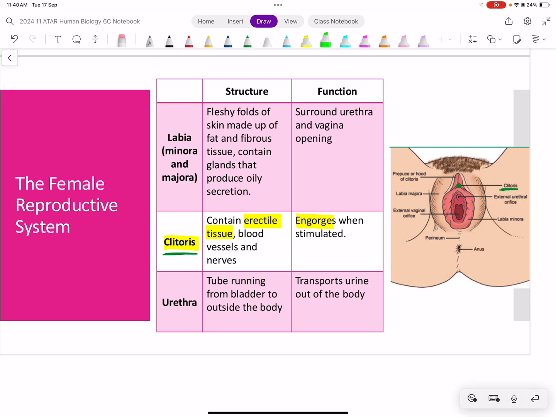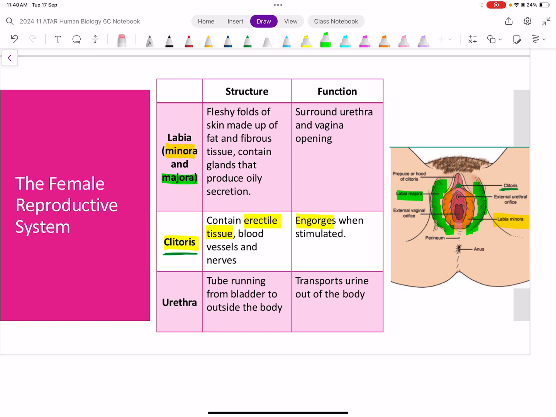So earlier, I believe I used green for the majora and yellow for the minora. So we're going to try and repeat that here. So repeating with the minora, these outer folds, we're talking about these parts here. And then for the majora, we are talking about this outer part around the side here.